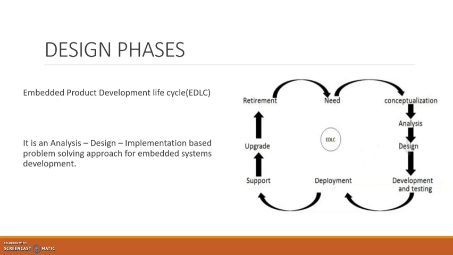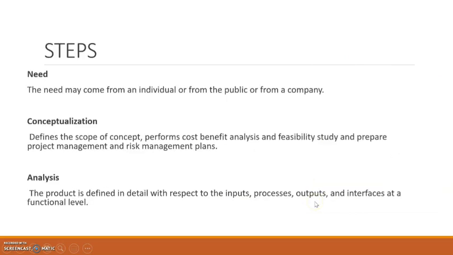So let us see the steps one by one, that is, the various stages one by one. So first one is need. Actually I have told you about need. Need can come from either an individual or the public or from a company. Need of a product, need of making or designing or manufacturing of a product. That is the first step.